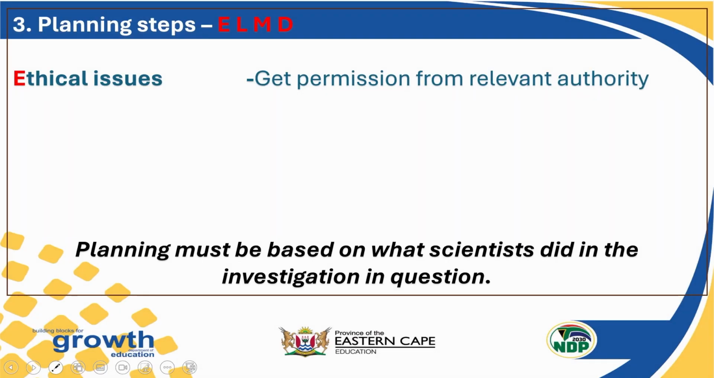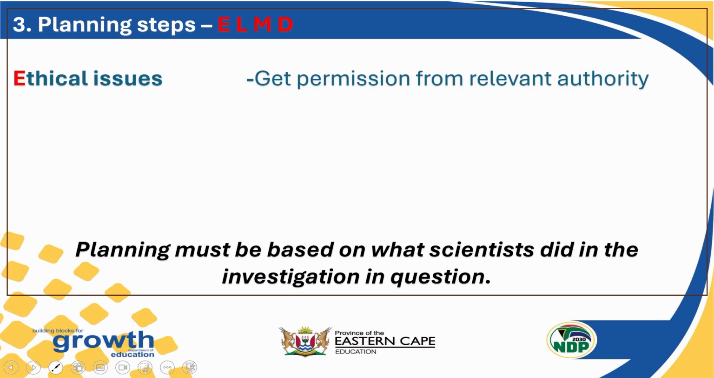Okay, the next question is question 3. The planning steps of the investigation. And I like to use the acronym ELMD. E stands for ethical issues. We need to plan for ethical issues. And the most important one is to get permission from relevant authorities.